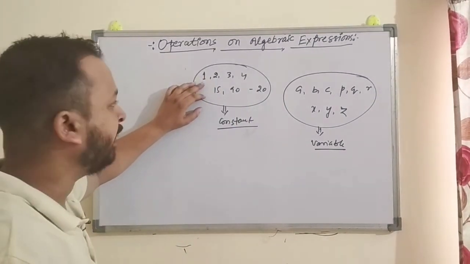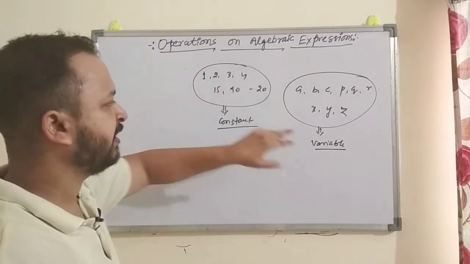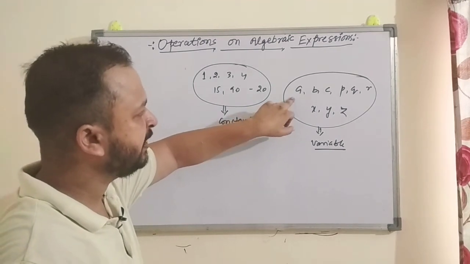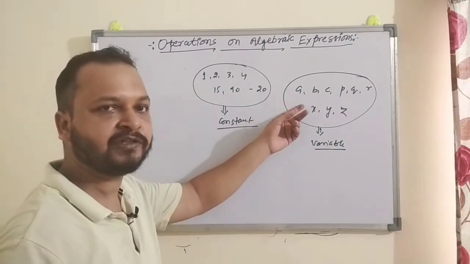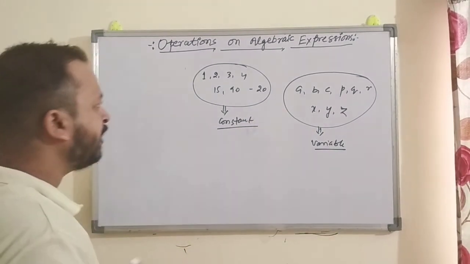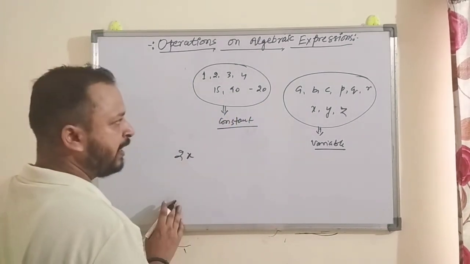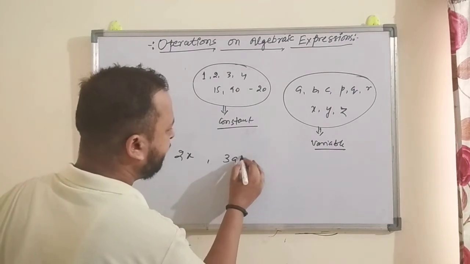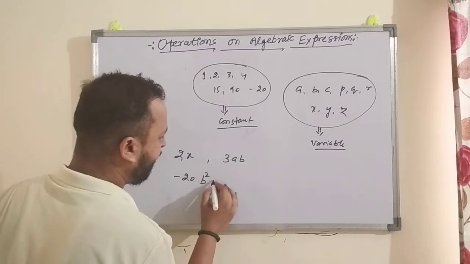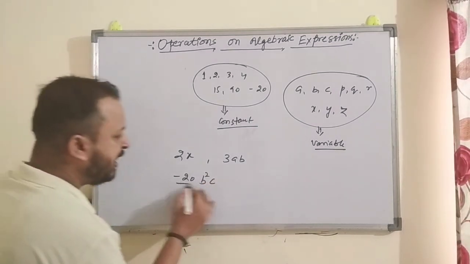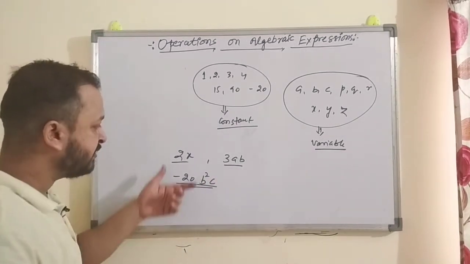1 is always 1, 2 is always 2, minus 20 is always minus 20. So the values are fixed. But the small letter alphabets are known as variables, as the values are not fixed. So if we join them or write, suppose, 2x or 3ab, or minus 20b square c, they are known as terms.